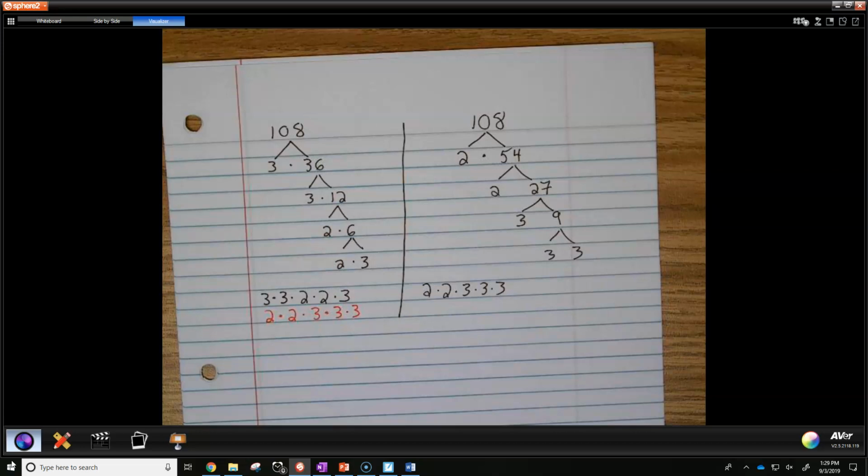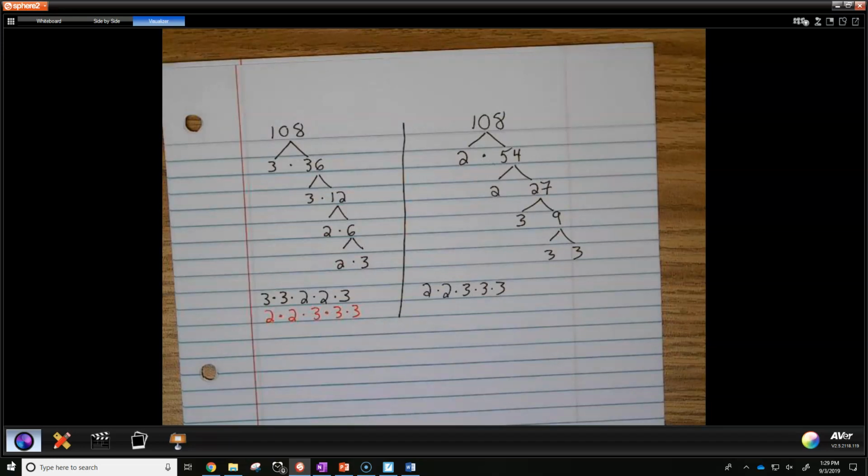Composite numbers have more than 2 factors, such as the number 8, which has 1 times 8 and 2 times 4, so it has 4 factors. The number 12 has the factors 1, 2, 3, 4, 6, and 12. The number 9 has only 3 factors, but it's composite: 1 times 9 and 3 times 3, so 1, 3, and 9.